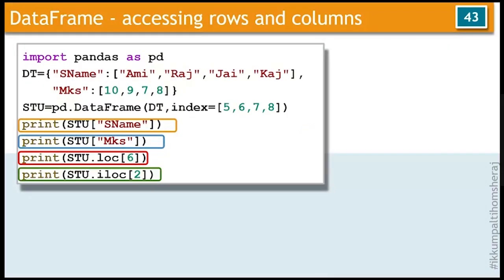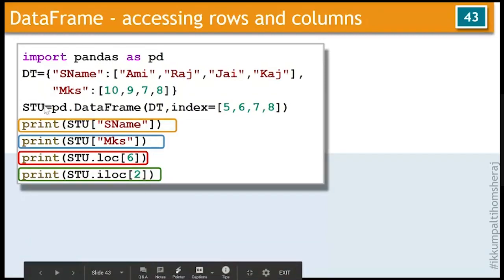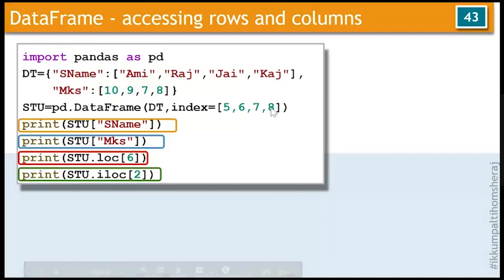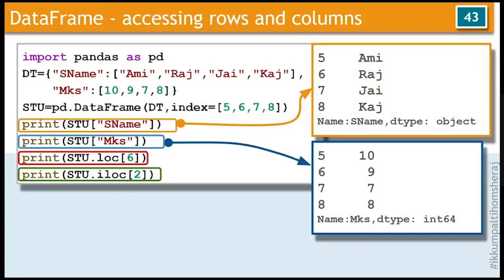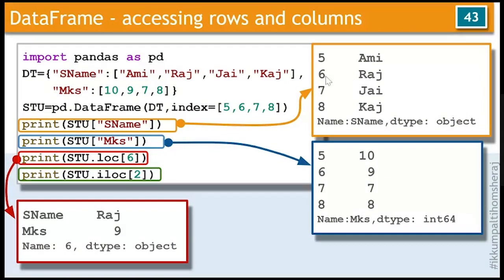This is another example of a data frame where we are trying to access rows and columns with the help of proper commands. We have a data frame created here with 5, 6, 7, 8 as the indexes. If I write print stu sname, just see what gets displayed. When we say MKS, just see what gets displayed. And when you say stu loc 6, just see what gets displayed. So loc 6 is Raj along with 9 as the marks, right?